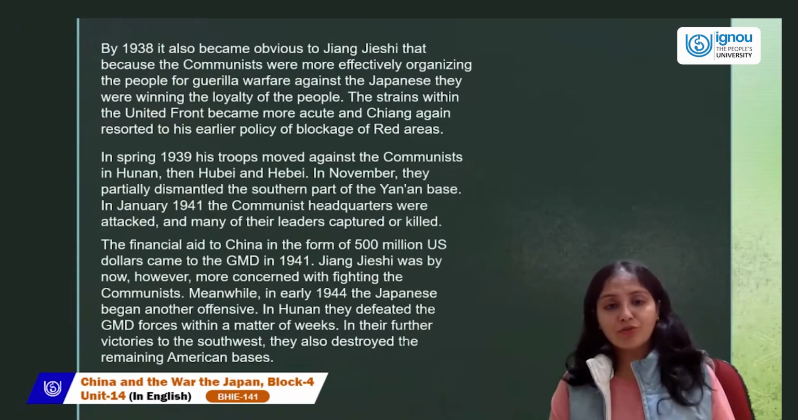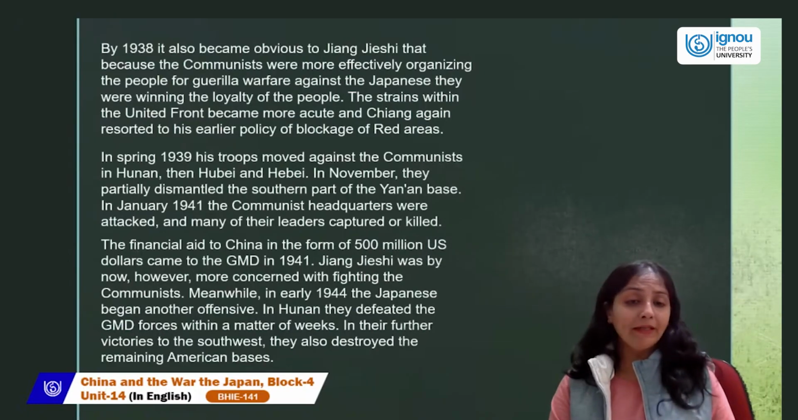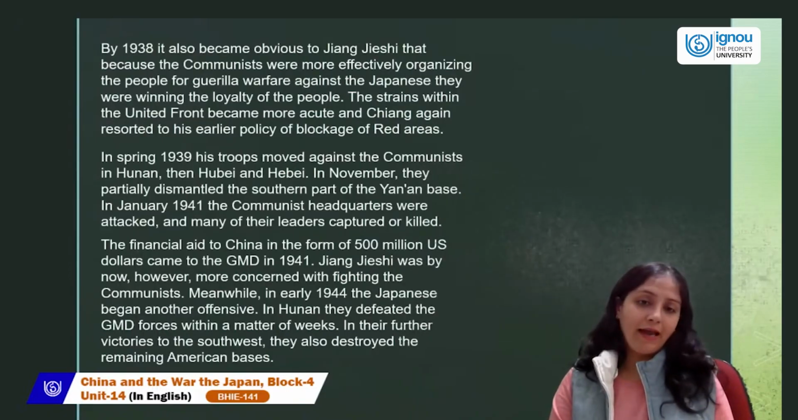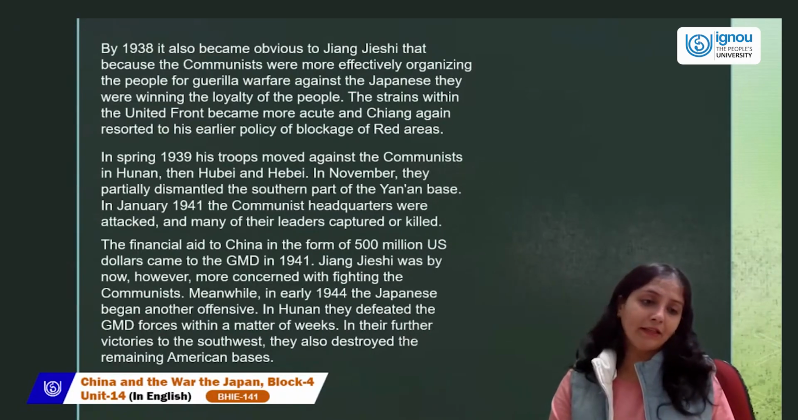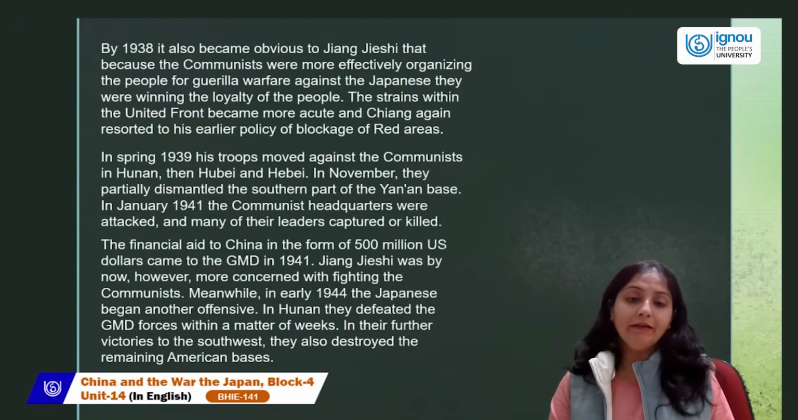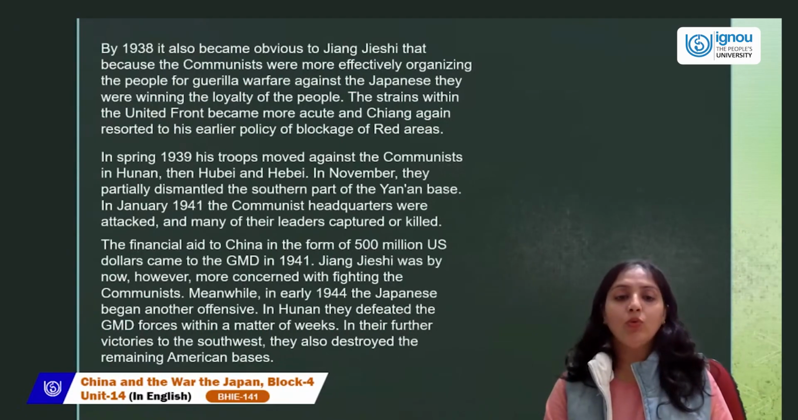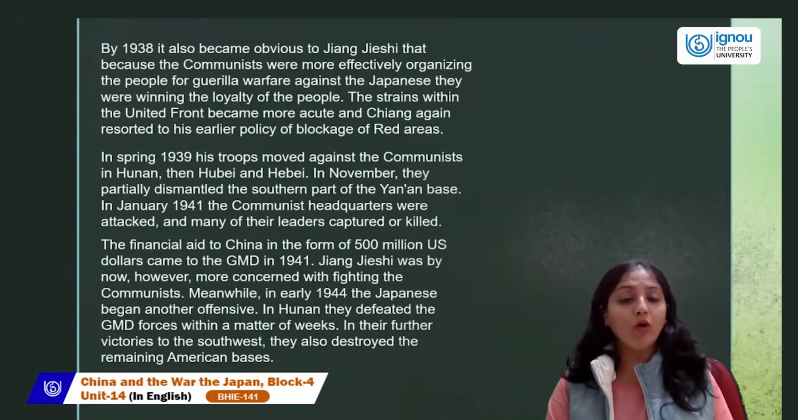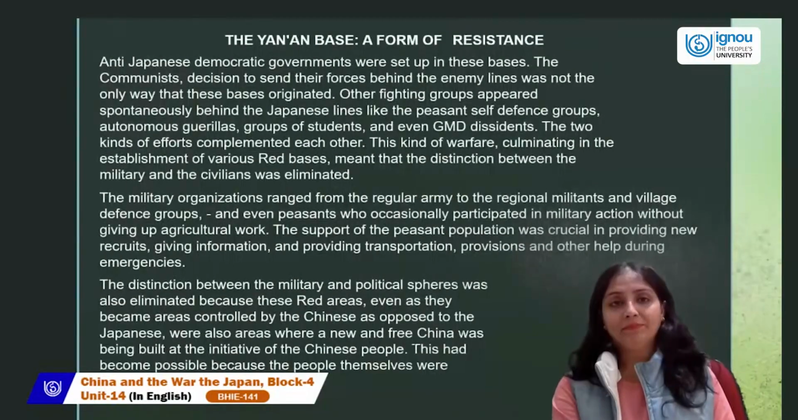Financial aid to China in the form of 500 million US dollars came to the Kuomintang in 1941, when the US joined the Allied forces. Jiang Jieshi was by now, however, more concerned with fighting the communists. Meanwhile, in early 1944, the Japanese began another offensive. In Hunan, they defeated the Kuomintang forces within a matter of weeks. In their further victories to the southwest, they also destroyed the remaining American bases.